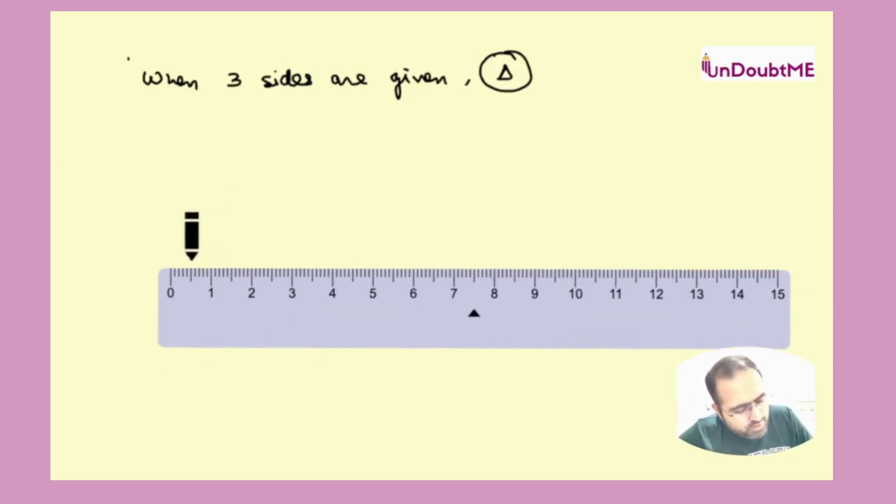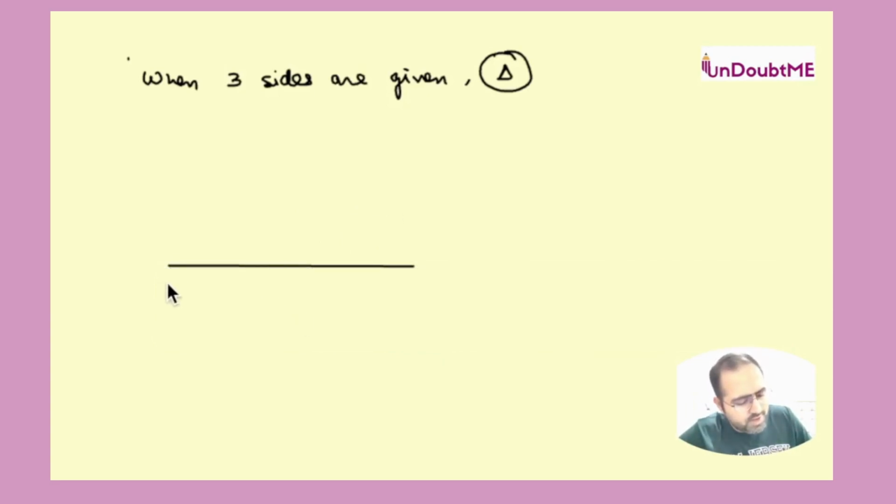Okay, on the ruler I will just take 6 centimeter length. Okay, I am taking all tentative values, but yeah, you'll understand how we have to do the construction. So AB is 6 centimeter. Now let's say I have another side AC, which is 7 centimeter.